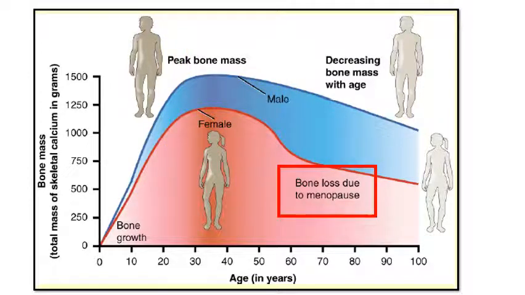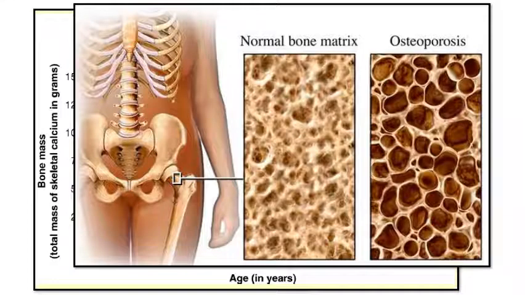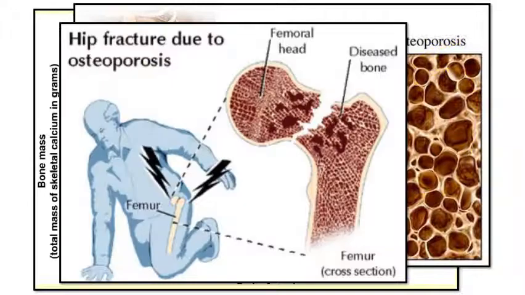Okay, so bone loss due to menopause. There's this drastic period between the ages of about 45 to 55, where there's a rapid decrease of bone mass in women that men don't actually suffer from. Here on the left, we have a regular bone matrix, and on the right, we have osteoporosis. Notice how porous the bone matrix is on the right. It's porous, it has less density, and it's more easily broken.